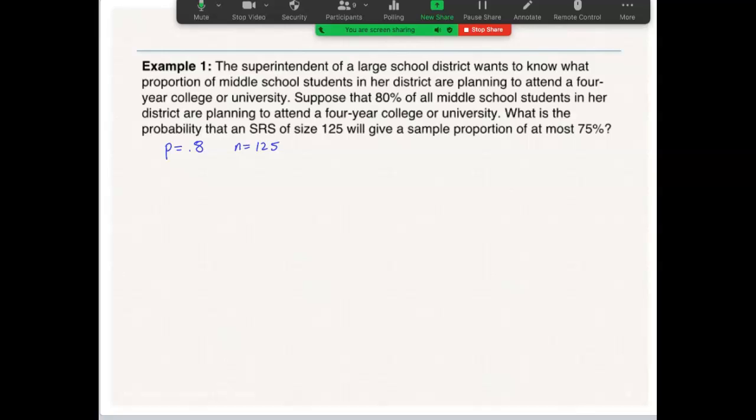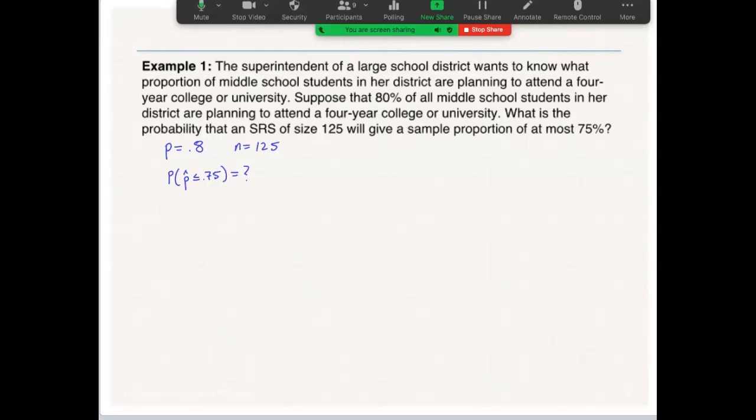And the question I'm trying to answer is, what is the probability that we'll get a sample proportion, so a p hat, of at most, so at most means less than or equal to 75%, so 0.75. So what's the probability that I get a sample proportion that's less than or equal to 0.75 if the true proportion is 80%? All right, so before I can do anything with a theoretical sampling distribution, I need to check my conditions for normality.